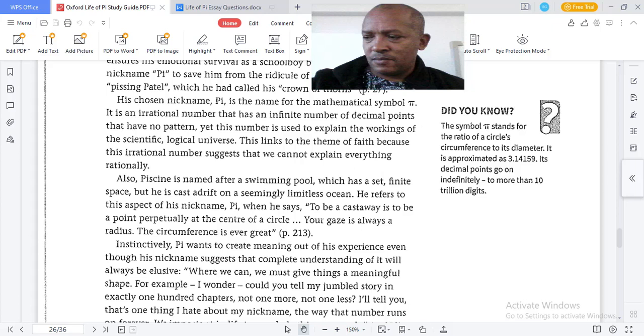You know that, it's in a block, but here he's cast out in a seemingly limitless ocean. He refers to this aspect of his nickname Pi when he says, "To be a castaway is to be a point perpetually at the center of a circle. Your gaze is always a radius, the circumference is ever great." So if they can do this to you, they can give you this quote: "To be a castaway is to be a point perpetually in the center of a circle."